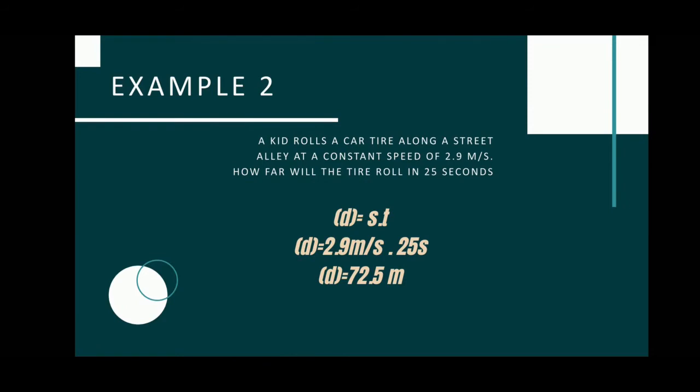Example number 2. Now, we are finding for the distance. The formula is speed times time. The speed is 2.9 meters per second and the time is 25 seconds. Just multiply them and the answer is 72.5 meters. That is how far the car tire rolls along the street alley. As you can see, it's so easy peasy.